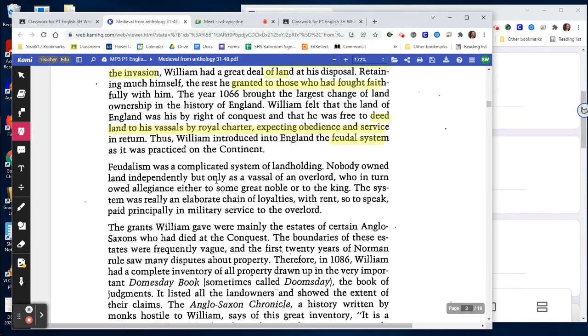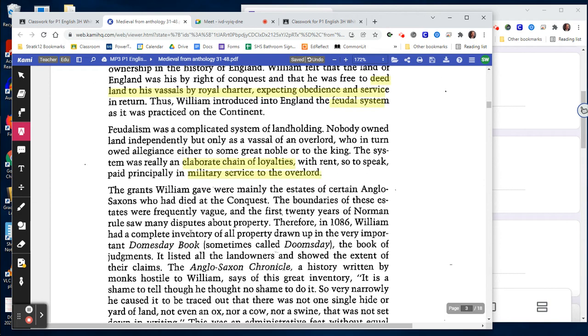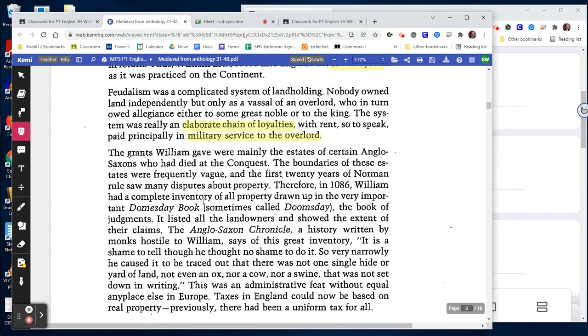Feudalism was a complicated system of landholding. Nobody owned land independently, but only as a vassal of an overlord, who in turn owed allegiance either to some great noble or to the king. The system was really an elaborate chain of loyalties, with rent, so to speak, paid principally in military service to the overlord. The grants William gave were mainly the estates of certain Anglo-Saxons who had died at the conquest. The boundaries of these estates were frequently vague, and the first 20 years of Norman rule saw many disputes about property.